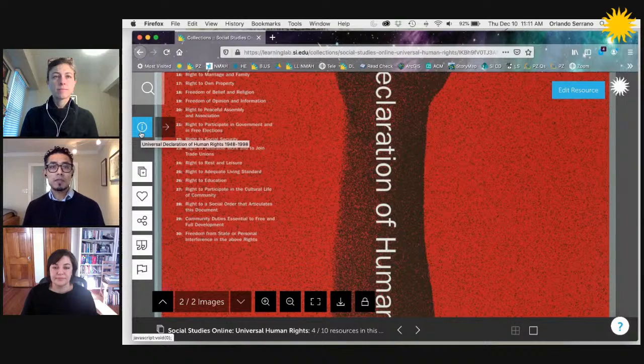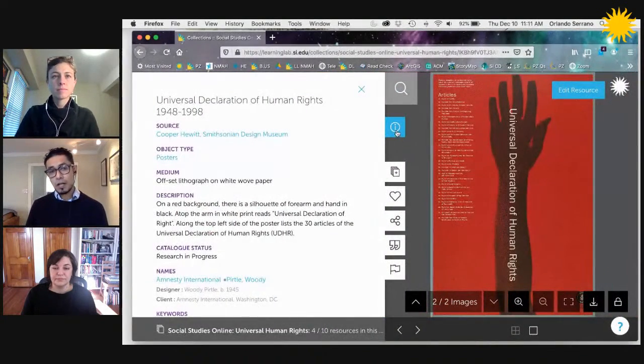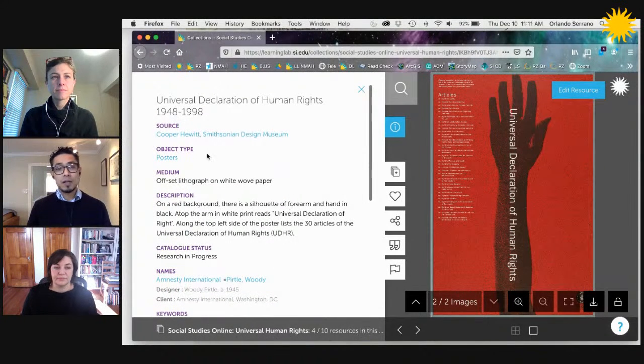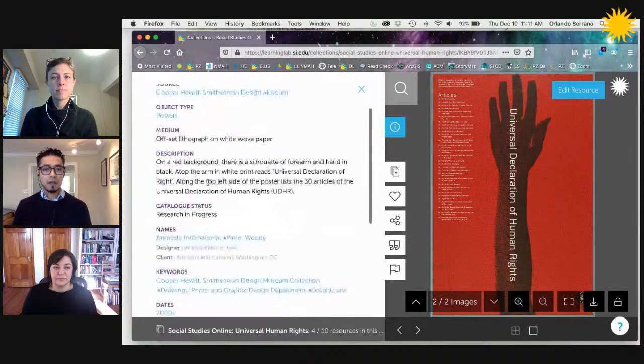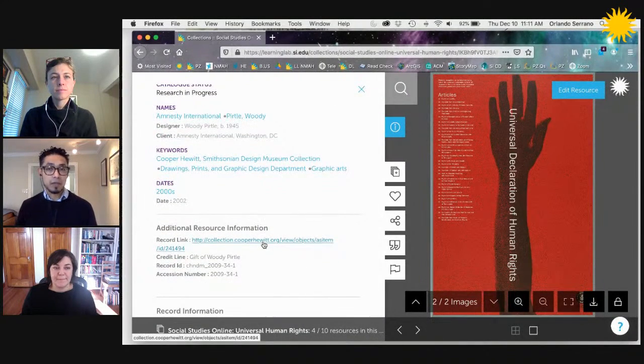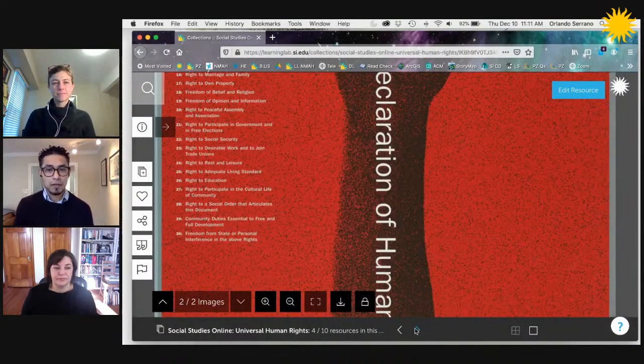And one more piece of information on navigating our learning lab. Anytime you click on the I, you can get all the information on where to find this. As Meredith pointed out, this is actually housed at the Cooper Hewitt, another one of the Smithsonian institutions. We've got some descriptions, and you can also find it on your own if you'd like to use it in another context or in another setting. All right, let's move on to our next artifact here.